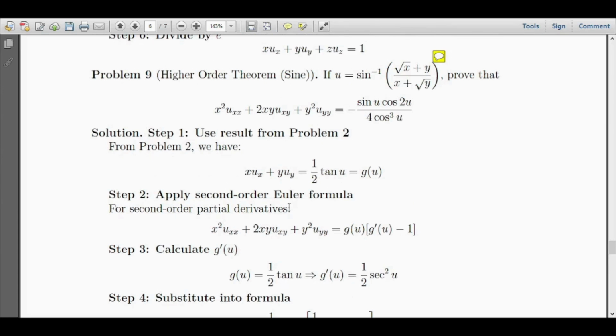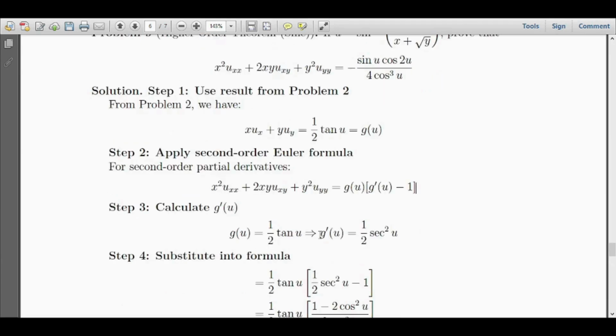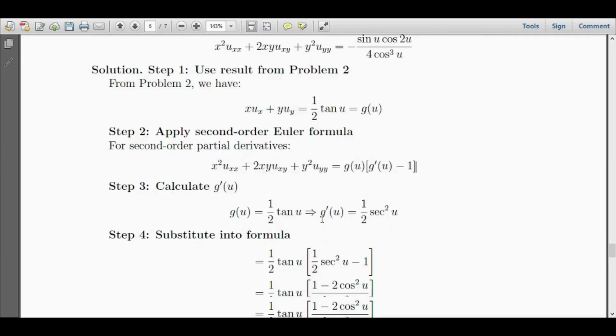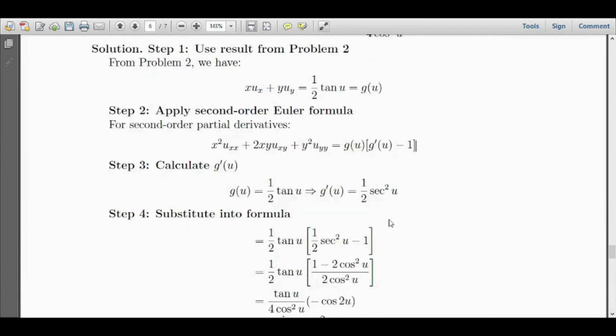by applying Euler's formula for second order partial derivatives, this is x square ∂²u/∂x² plus 2xy ∂²u/∂x∂y plus y square ∂²u/∂y² equal to g of u into g dash of u minus 1. Calculating g dash of u, since g of u equal to 1 by 2 tan u, derivative of g of u is 1 by 2, differentiation of tan u is secant square u.